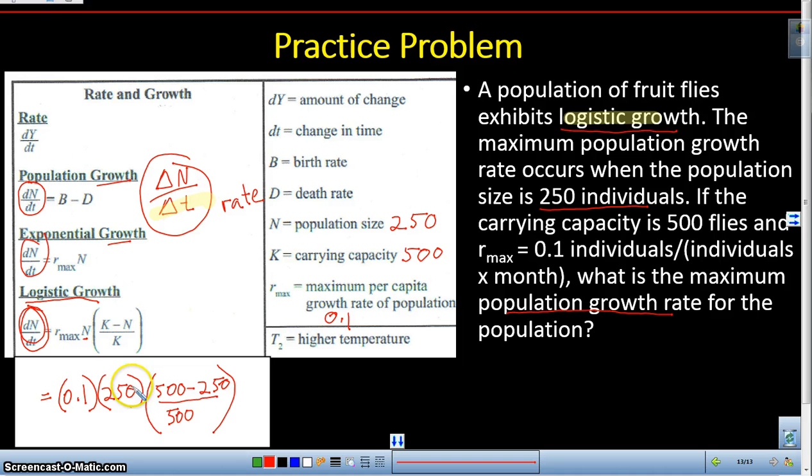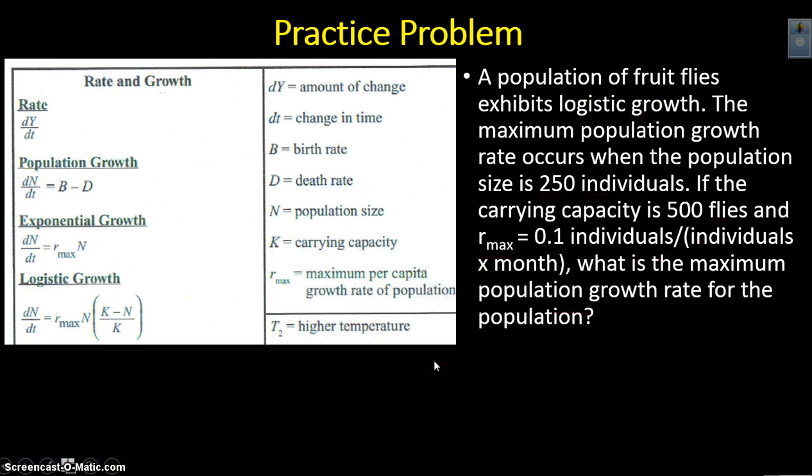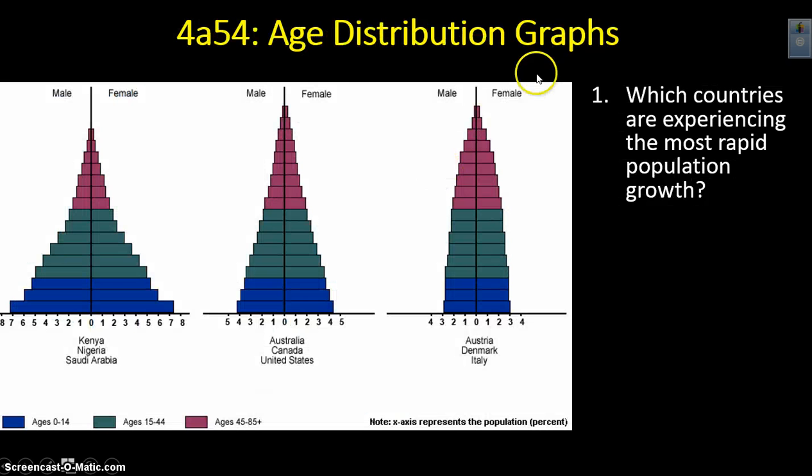If you put this into your calculator and you follow the order of operations, the answer that you should get from this is 12.5. And if we look at the units on this, we're looking at flies, or excuse me, individuals per month. So this one, proper units would be individuals per month. So that's one type of problem that you see. Another type of problem might look something like this.